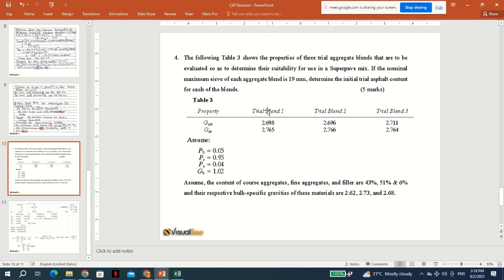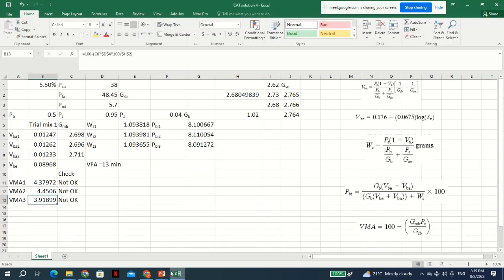So these ones have different, based on the mix, they have different effective specific gravity and different bulk gravities, and then we have some different mixes of coarse, fine, aggregates, and filler. So these same formulas that we have, C6.